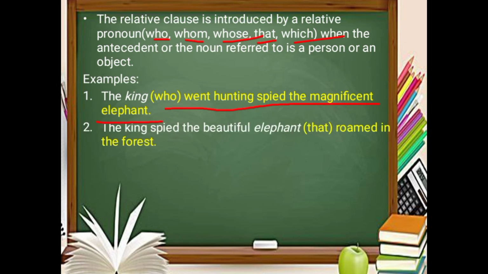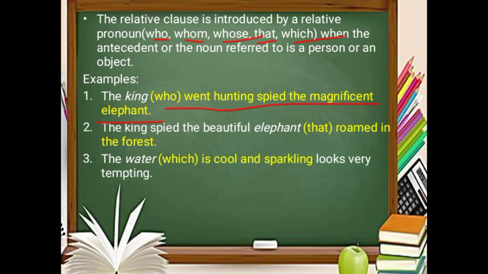The king spied the beautiful elephant that roamed in the forest. That roamed in the forest is the adjective clause. The water, which is cool and sparkling, looks very tempting. Which is cool and sparkling modifies the noun water.